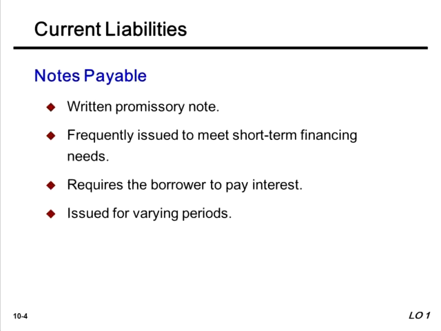A note payable. First of all, a note is a promissory note. So it's an actual document that the borrower signs. And it includes information such as the date that the loan was made, the due date of the loan, the face amount of the loan, and the interest rate at which interest will be paid. The notes can be used for both short-term and long-term financing needs. And of course, the note requires the borrower to pay interest.